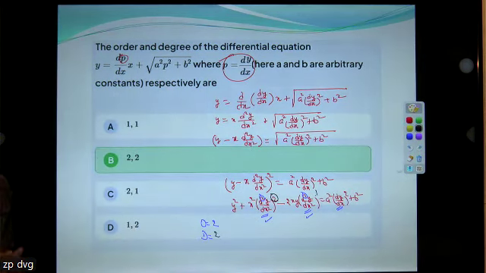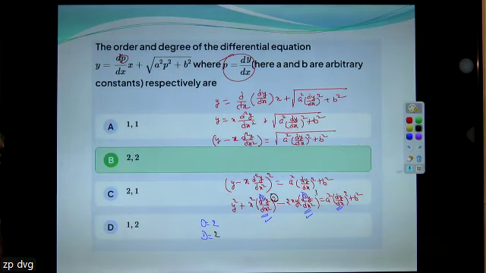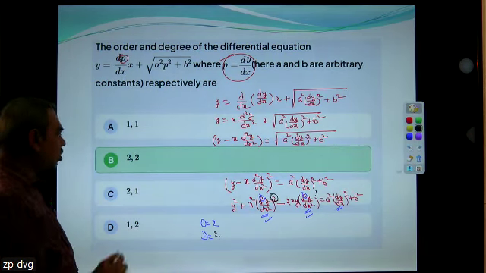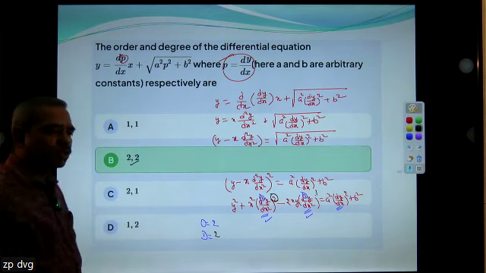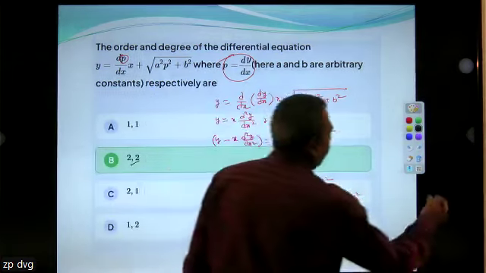So tell me here, the order becomes 2, degree becomes 2. Is it clear? So like this how you have to do it. So order is 2 as well as degree is 2. Is it clear? So this is one format here.